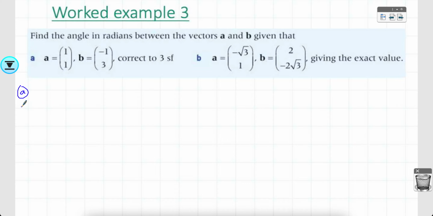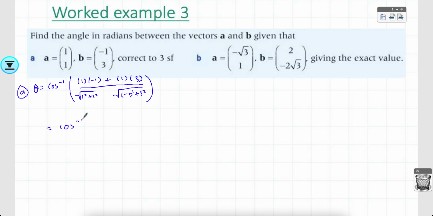I need the angle between them. So I know the formula is going to be to find the angle, I'll need to take cos inverse of the scalar product in component form. So I'm doing 1 times minus 1 plus 1 times 3. So this times this plus this times this. And all divided by, I'll take the magnitude of A, which is 1 squared and 1 squared, and the magnitude of B, which is negative 1 squared and 3 squared.